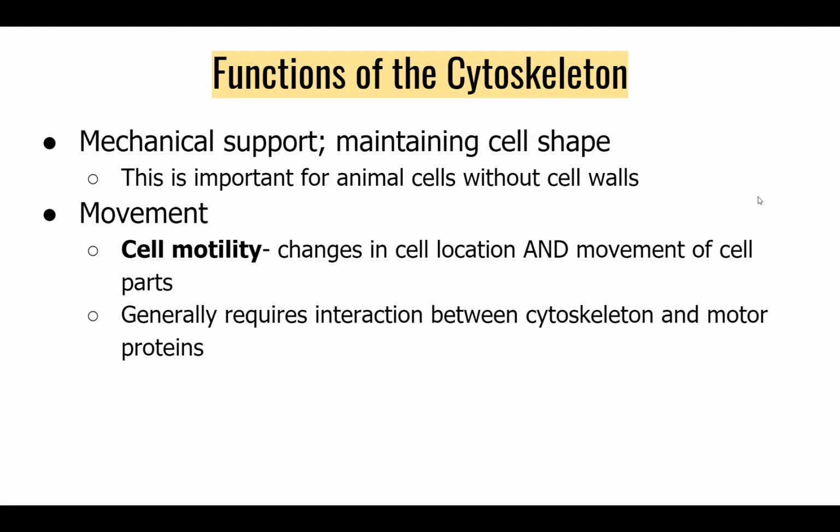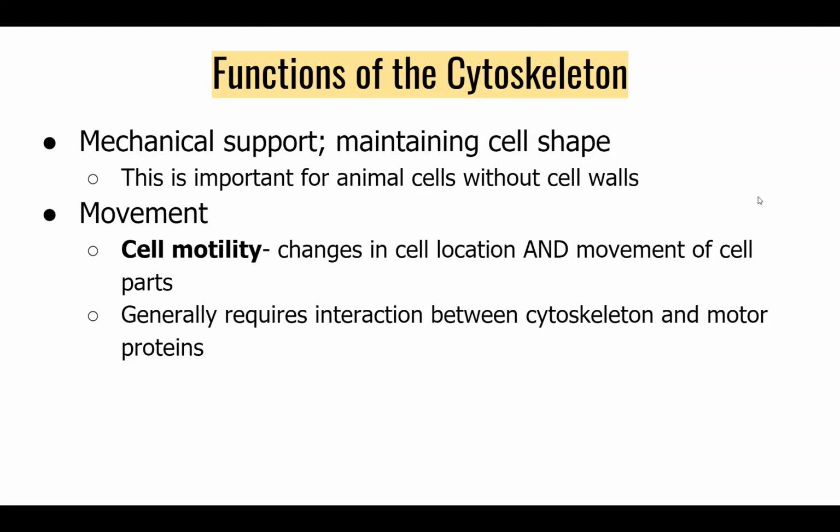And they're also super important for movement. That is, movement in and outside of the cell. So, that is a cell moving around physically, like getting from point A to point B, and moving cell parts inside of the cell around, like our vesicles moving through our cells to get from one place to another. The cytoskeleton has a really important role in that.